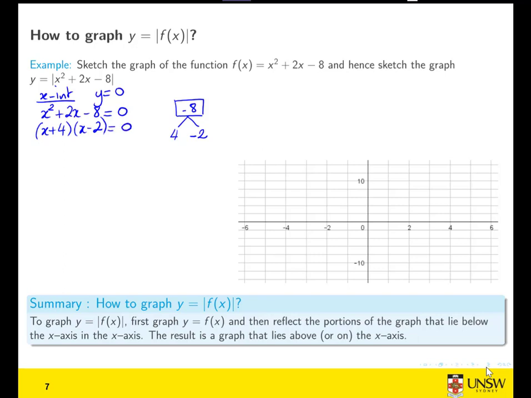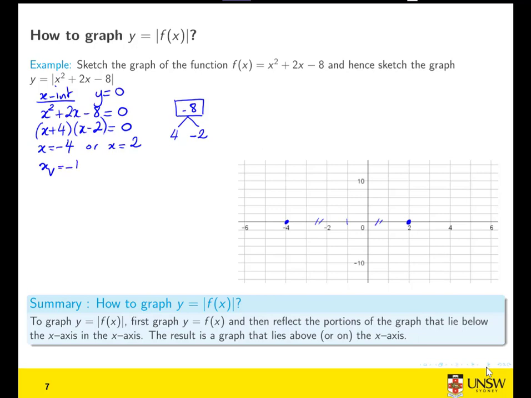A product of two factors is 0 if either the first one is 0, which occurs when x is negative 4, or if the second one is 0, which occurs when x is 2. And that gives us our two x-intercepts, negative 4 and 2. If you want to know where the vertex is, it's going to be exactly in between the two, so you can either do it graphically or you can find the average of your two values.